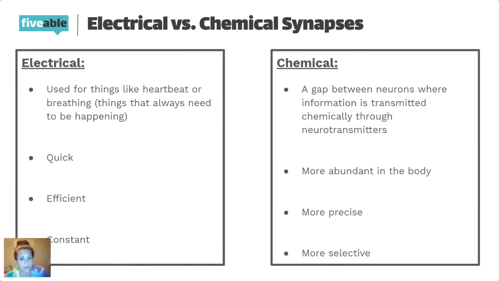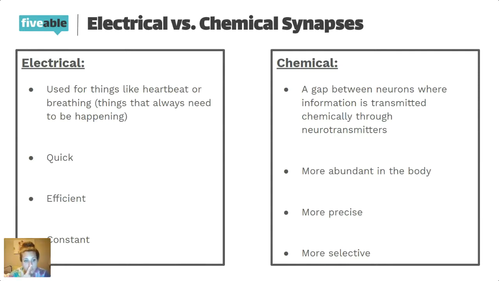On the other hand, we have chemical responses in our bodies. This is more having to do with neurotransmitters. This is what we're more concerned about right now, the neurotransmitter side. This is where I was talking about the little balls are fired across from one neuron to the next. Those are chemical. These are more abundant, but they're also more precise.